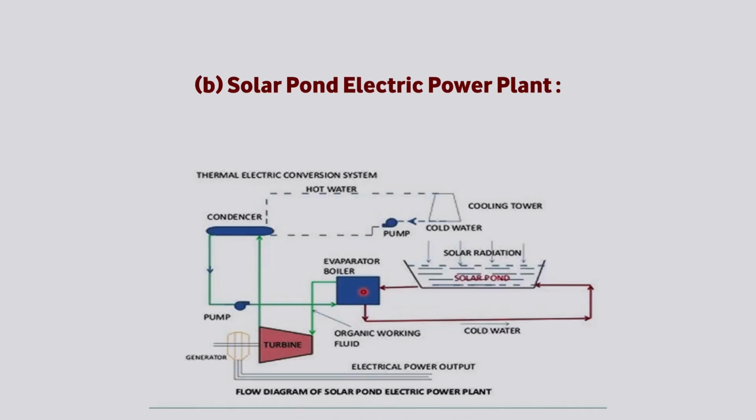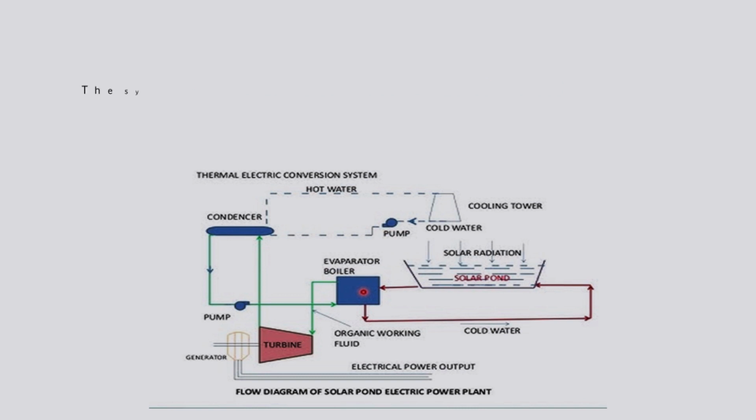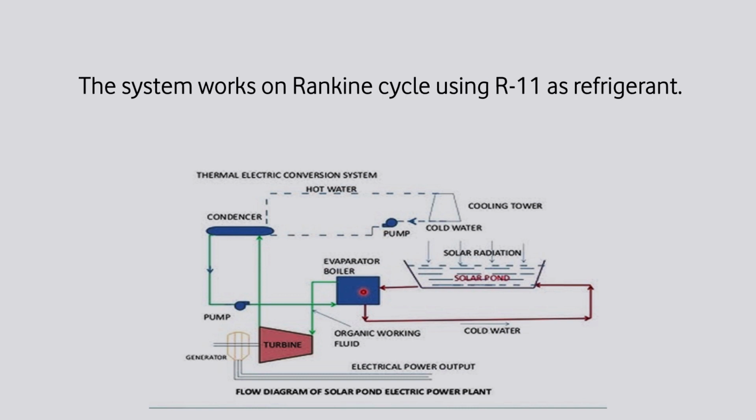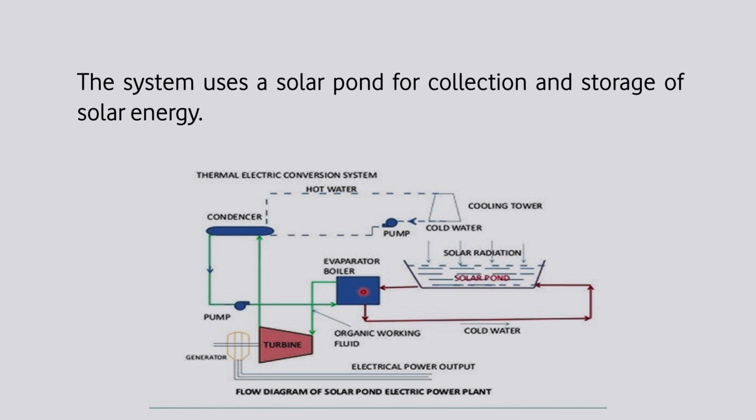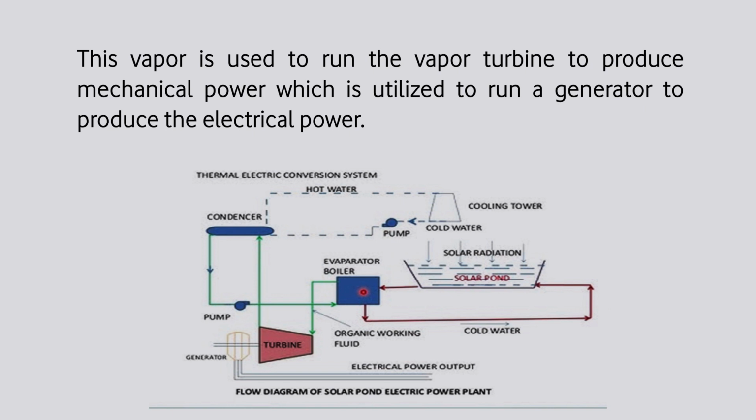Now we will discuss the solar pond electric power plant. The system works on the Rankine cycle using R11 as a refrigerant. The system uses a solar pond for collection and storage of solar energy. The heat of the hot brine solution from the solar pond is used to evaporate the working substance R11 at constant pressure in the boiler. The vapor is used to run the vapor turbine to produce mechanical power, which is utilized to run a generator to produce electrical power.